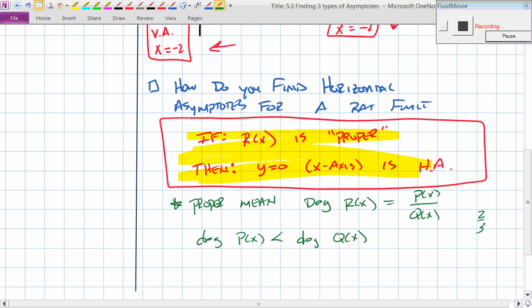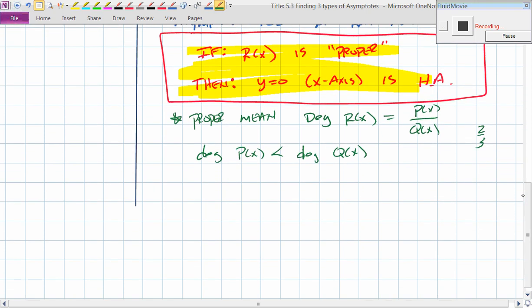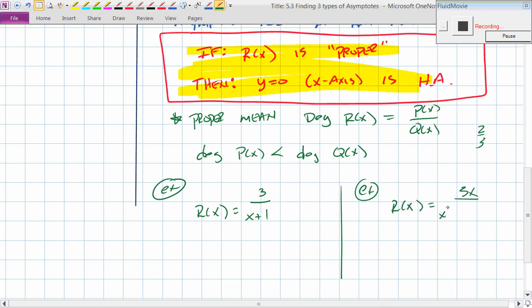Deg means degree. So proper means that for your rational function, p of x over q of x, the degree of p of x is smaller than the degree of q of x. Let me give you an example of exactly what I mean. Here's a rational function, r of x equals 3 over x plus 1. And here's another example, r of x equals 3x over x squared plus 17.